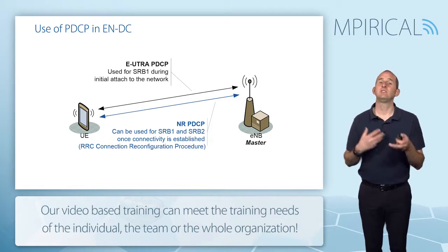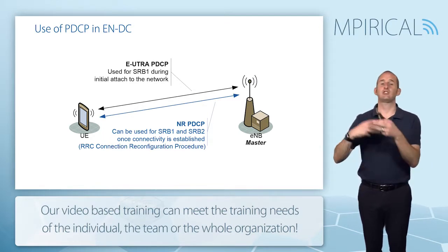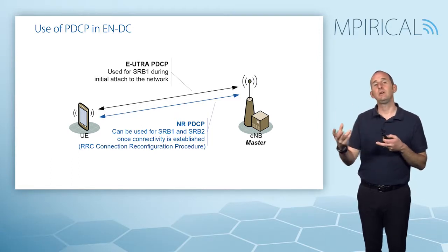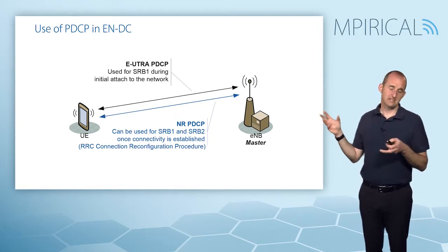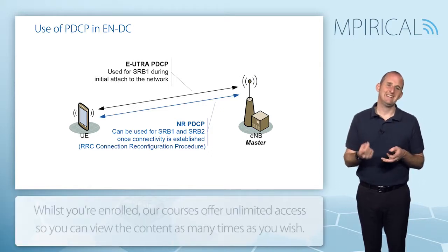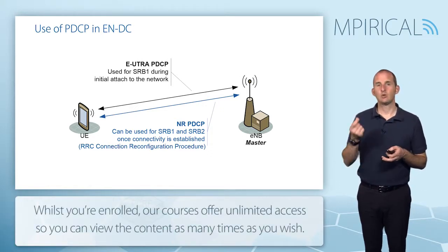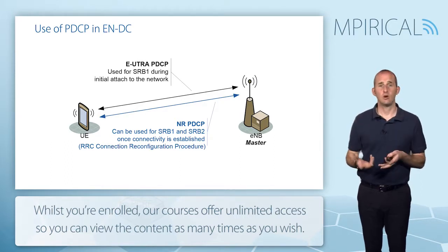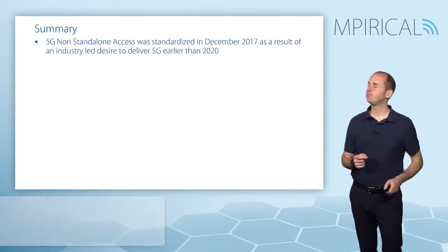So what actually happens in the network is you will attach to the network, and throughout that attach process, there will be a reconfiguration message sent to the device when ENDC is activated. So when ENDC gets activated, that's when we can kick in to new radio PDCP operation.